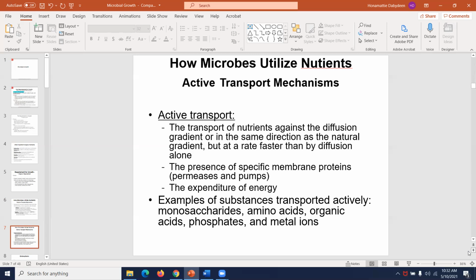So you need that material to be actively transported, which means you are producing enzymes, permeases, and pumps to bring the material from one side to the other. Most of those are fairly large, like even the monosaccharides or the amino acids, organic acids, phosphate, metal ions. They're actually physically moved over using some enzymes and pumps. This, like I said, requires some energy.